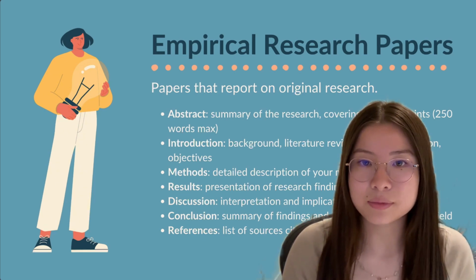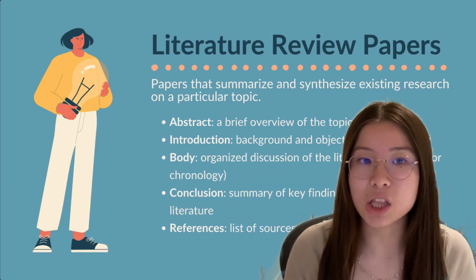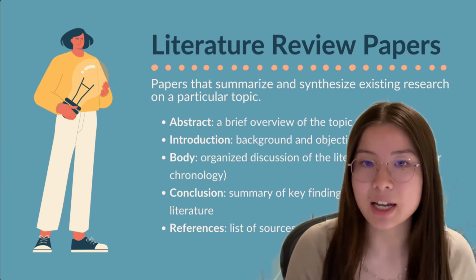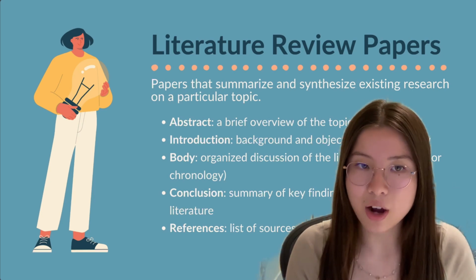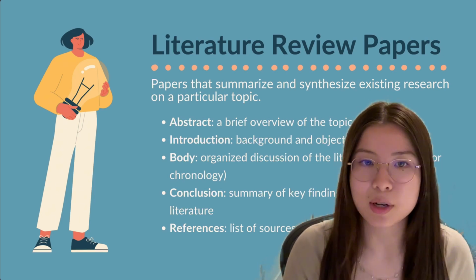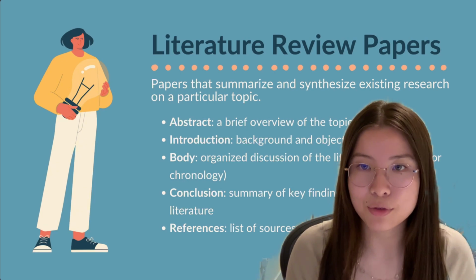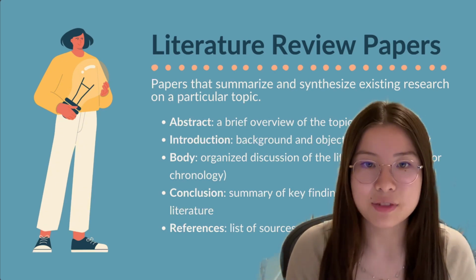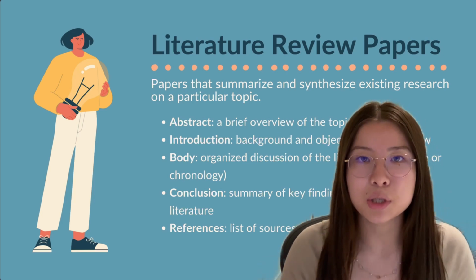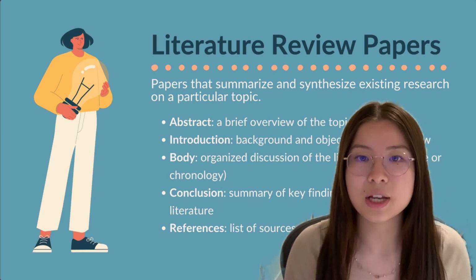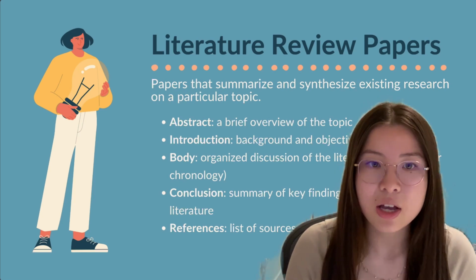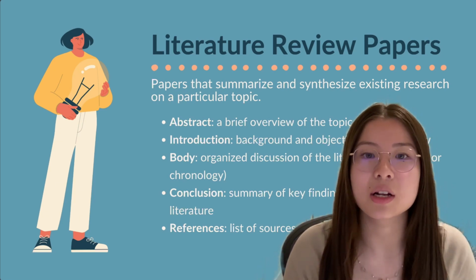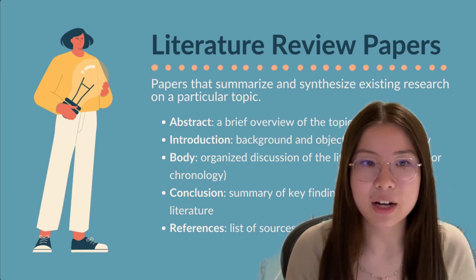So the next ones that we're going to look at are literature review papers. These types of papers summarize and synthesize existing research on a particular topic. They don't present new experiments, but provide a comprehensive overview of what is already known. These are really valuable for identifying trends in different fields, research gaps that are yet to be solved, and future research directions. So, imagine that you're writing a literature review on the topic of climate change impact on ocean currents.